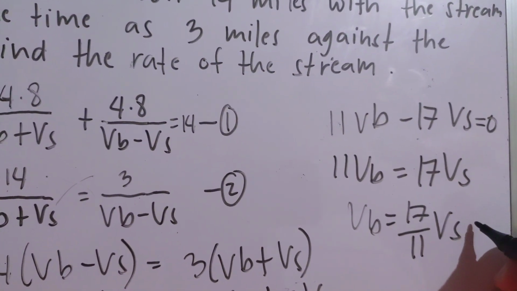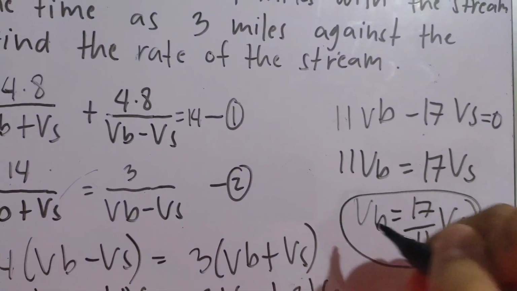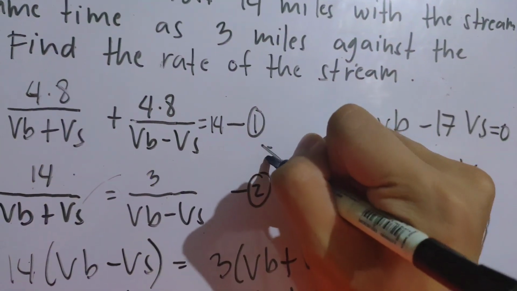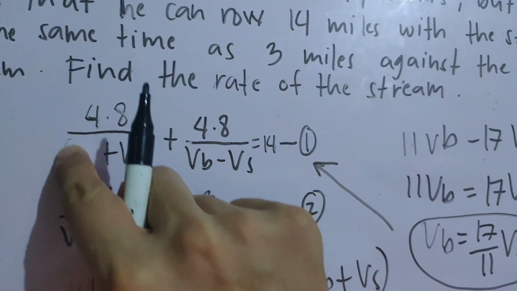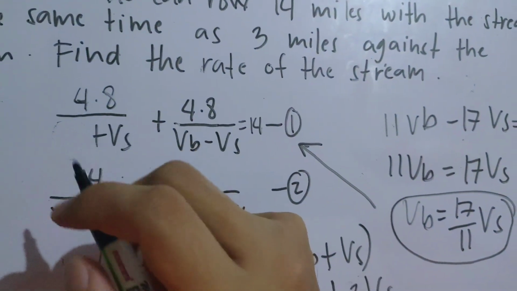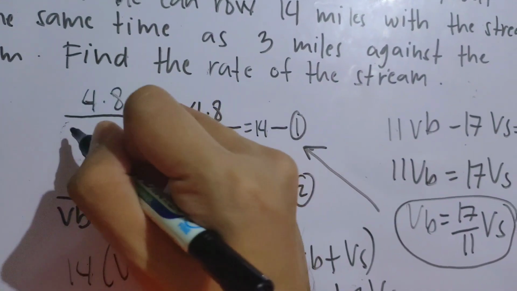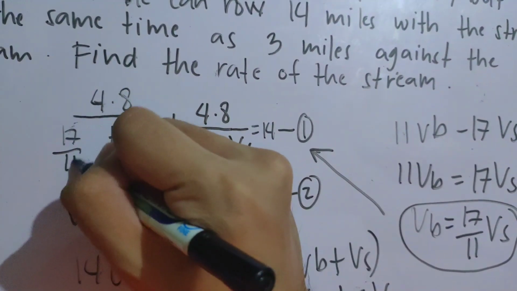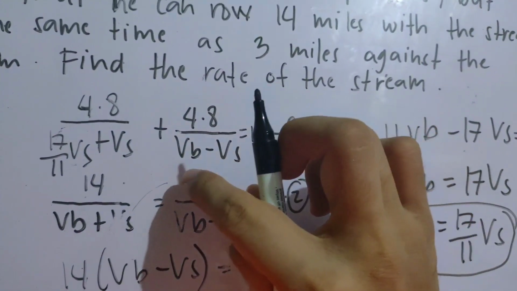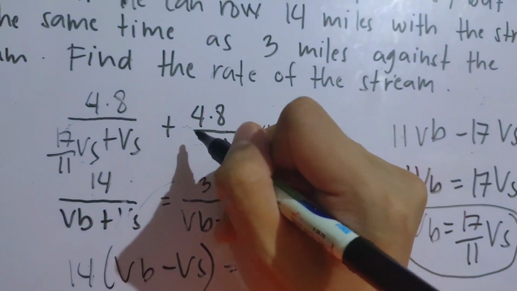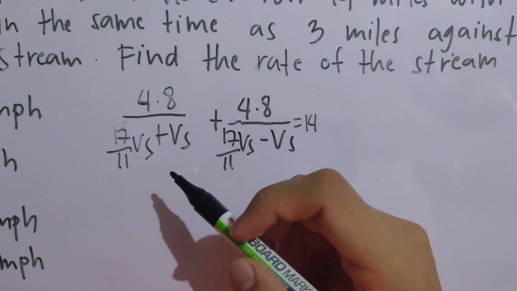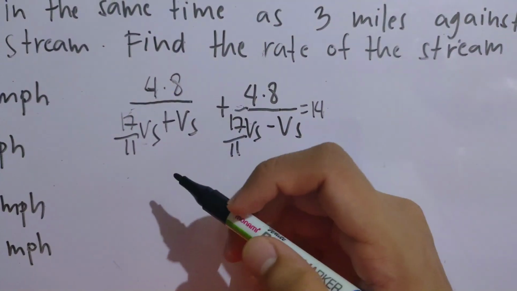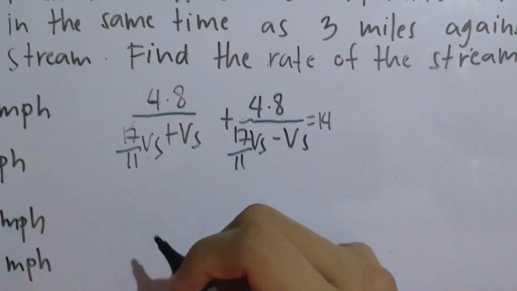So, ito, pwede na natin i-substitute dito. So, palitan na natin yung mga VB dito. Palitan na natin ng 17 over 11 VS. So, 17 over 11 VS. Ito rin, 17 over 11 VS. So, ito na lang yung natirang equation natin. One equation with one unknown. So, masolve na natin yung VS dito.